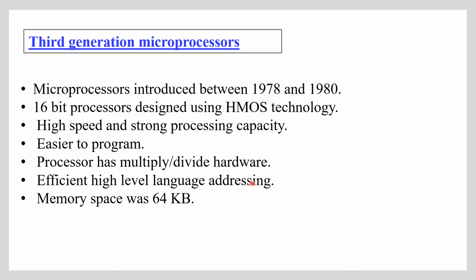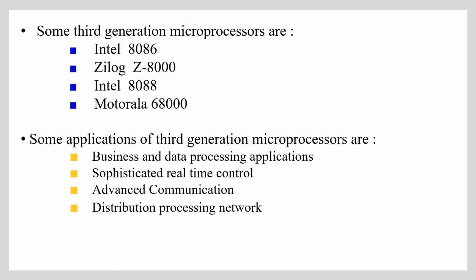So let us see the example of this. Some third generation microprocessors are Intel 8086, Zilog 8000, Intel 8088, then Motorola 68000. All these were developed in the third generation. So students, sometimes a fill in the blank asks that this Intel 8086 is dash generation microprocessor. So you should be able to write it.